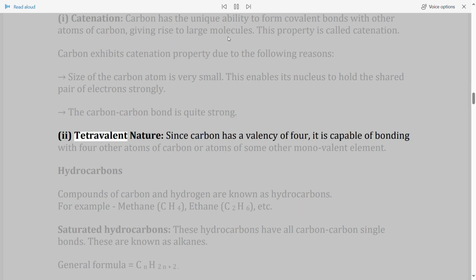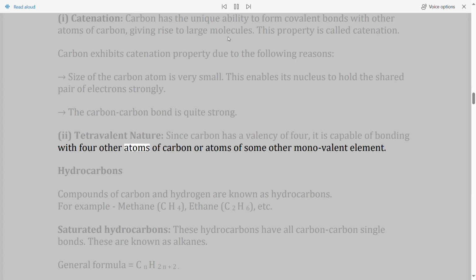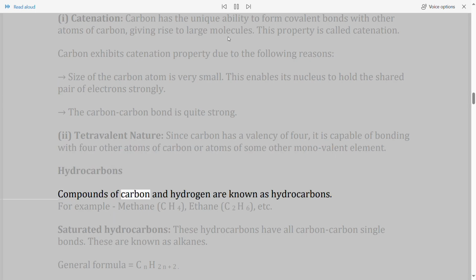2. Tetravalent nature. Since carbon has a valency of 4, it is capable of bonding with 4 other atoms of carbon or atoms of some other monovalent element. Hydrocarbons: compounds of carbon and hydrogen are known as hydrocarbons. For example, methane, CH4, ethane, C2H6, etc.